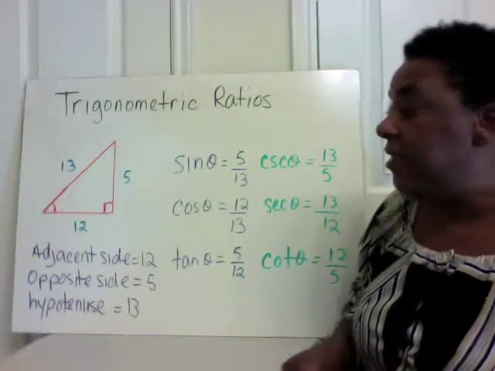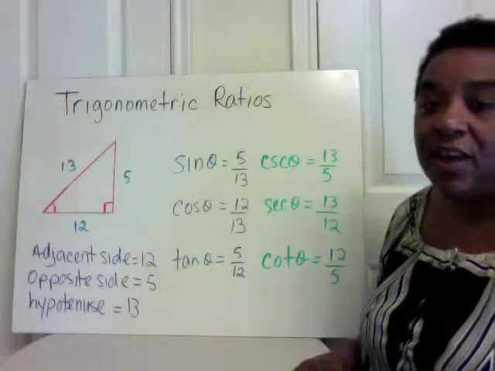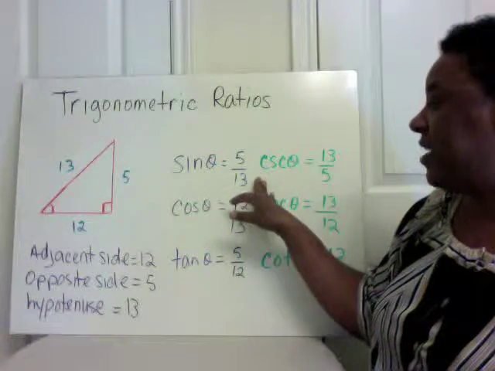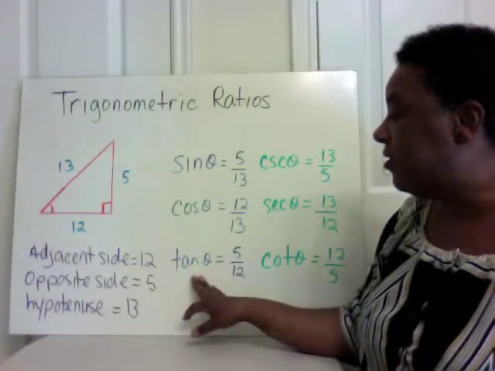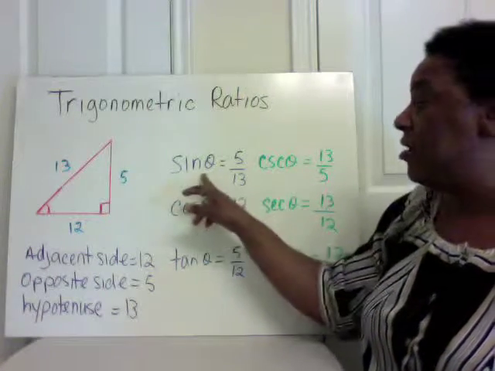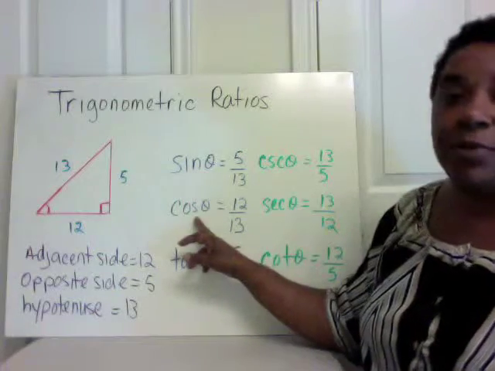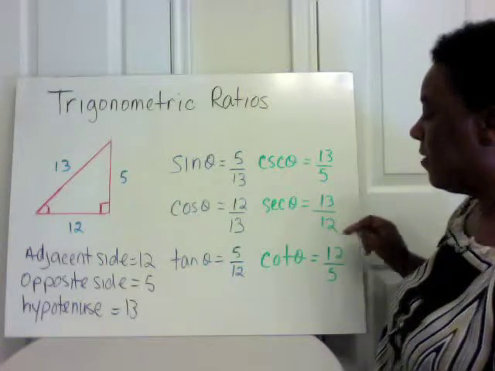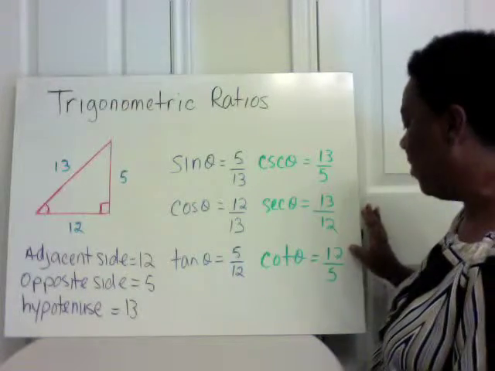So now that we have the length of our missing side, which is 12, we can now write our 6 ratios. Sine theta is 5 over 13. Cosine theta is 12 over 13. Tangent theta is 5 over 12. Cosecant theta is the reciprocal of sine theta, so it's 13/5. Secant theta is the reciprocal of cosine theta, so its ratio is 13/12. Cotangent theta is the reciprocal of tan theta, so its ratio is 12/5.